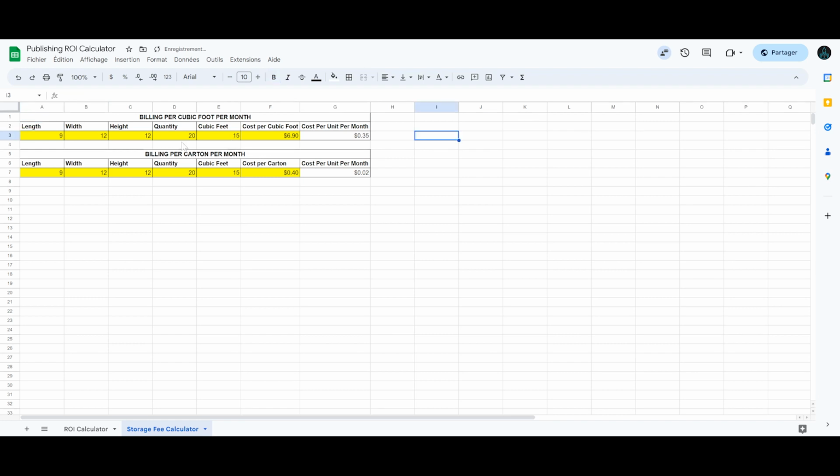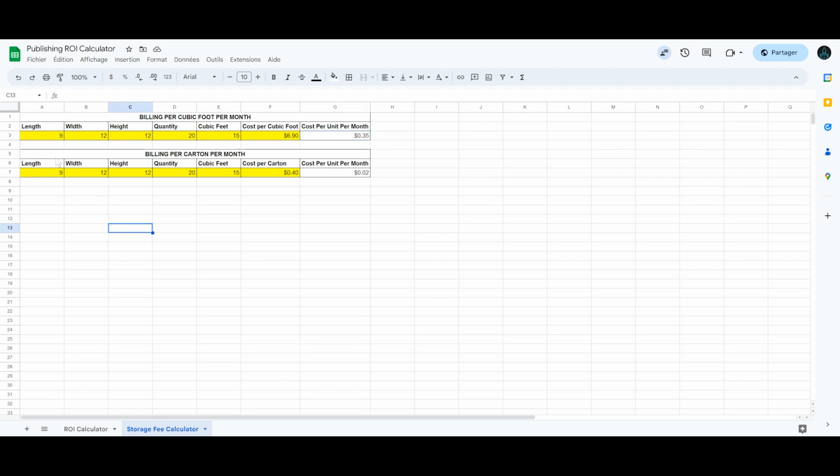Okay, so if we have a box that is 9 by 12 by 12 inches, and that holds 20 units, 20 copies of your book, and that will be 0.75 cubic feet. We plug in the cost per cubic foot from Amazon, and then this will return to us the cost per unit per month, so it'll be 35 cents.